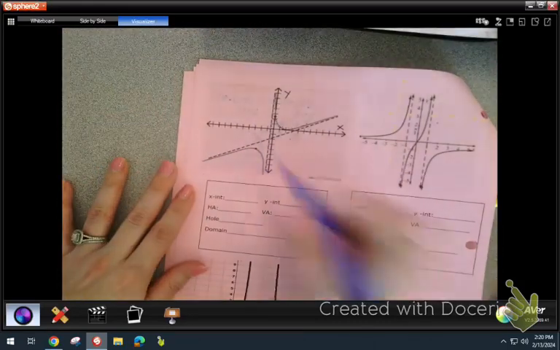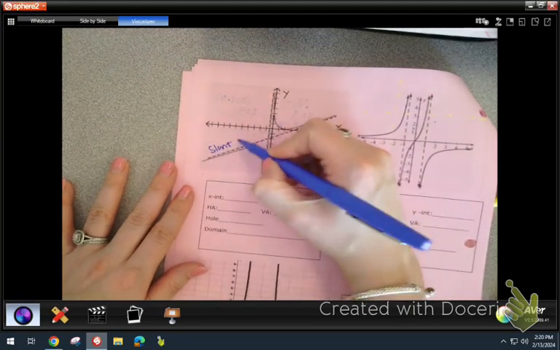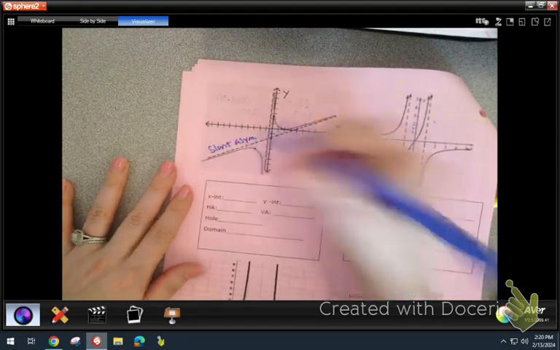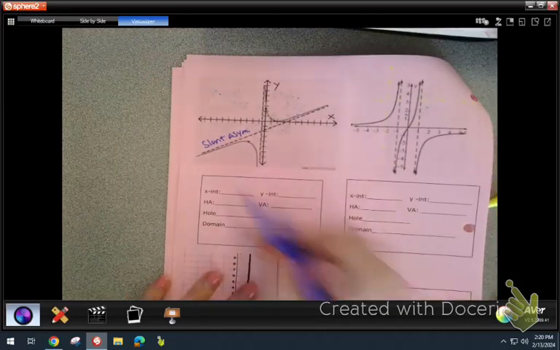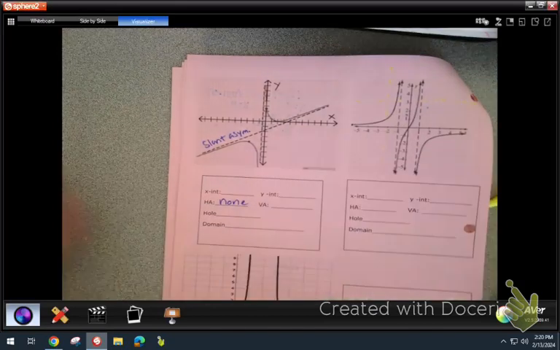This one right here is a slant asymptote. So there is actually not a horizontal asymptote because there's a slant. That's not something that we'll be graphing in this class, but it is possible to see, hey, there's not one.